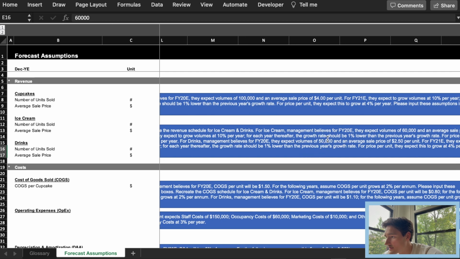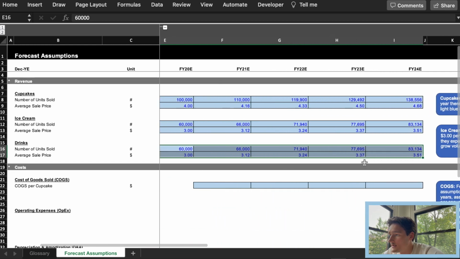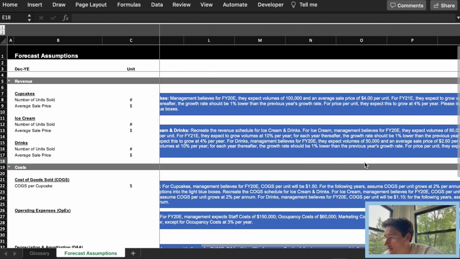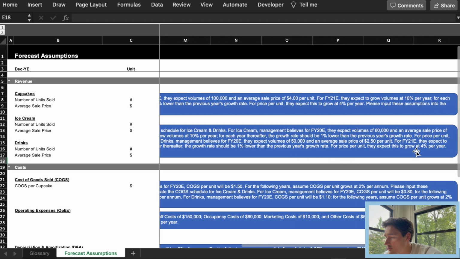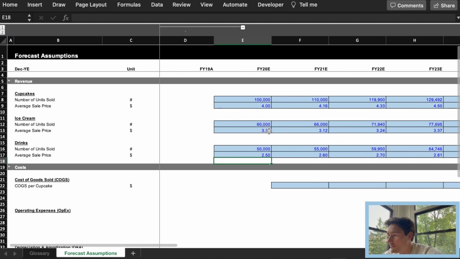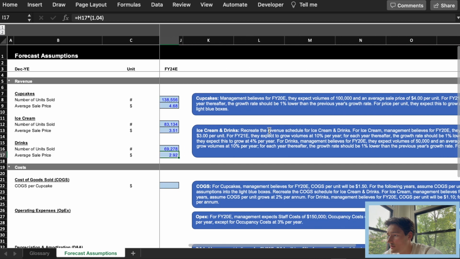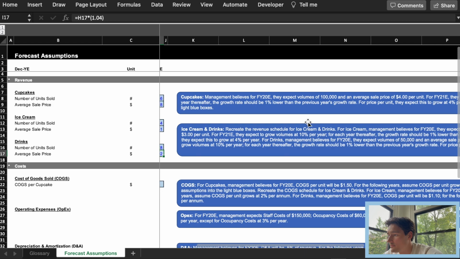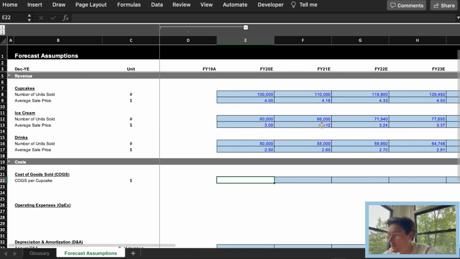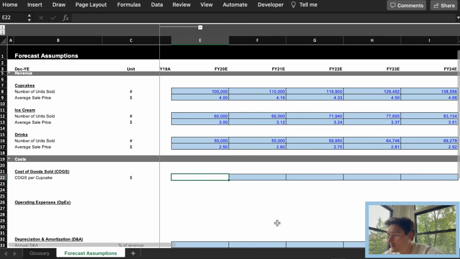So we have a different unit. This one starts off with 50,000 instead, and 250. And that one still grows at 4%, and the number of unit growth rate is the same as before. Okay, just checking that the cells copied across correctly. Nice. So moving on to cost of goods sold.